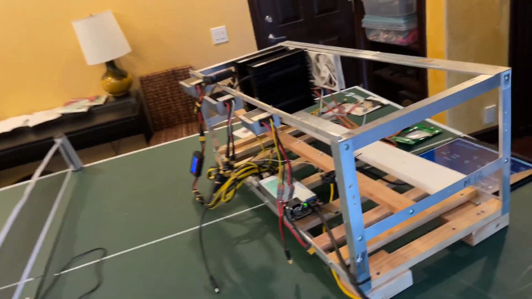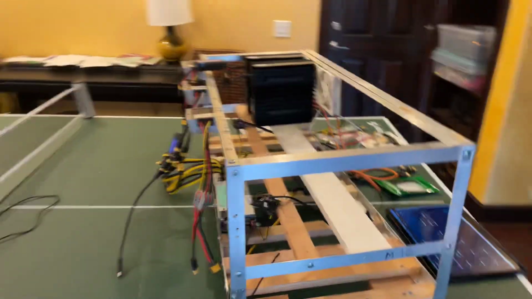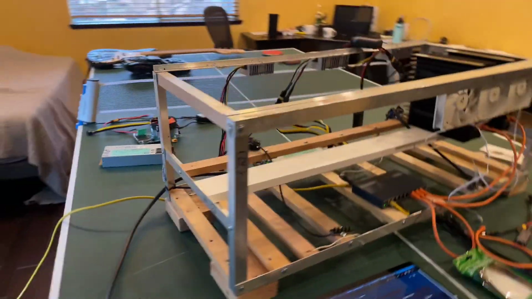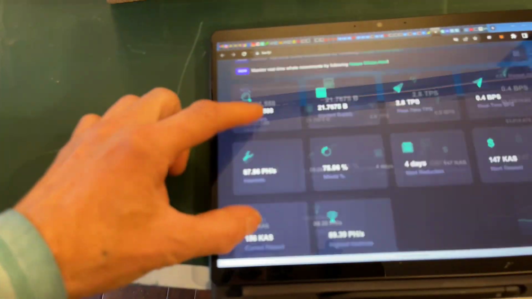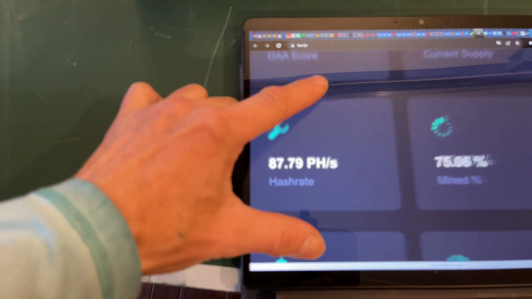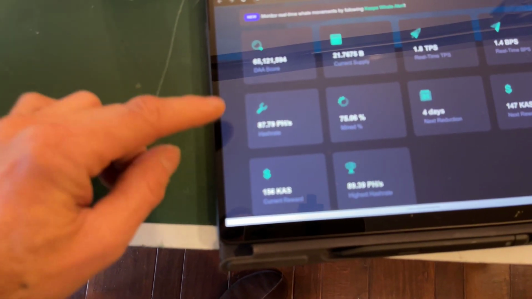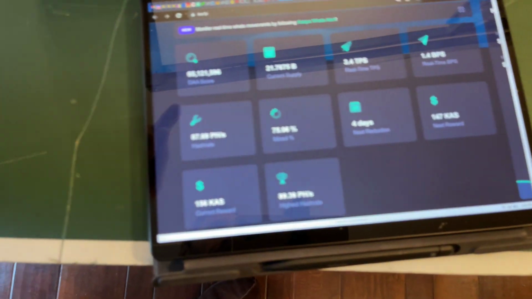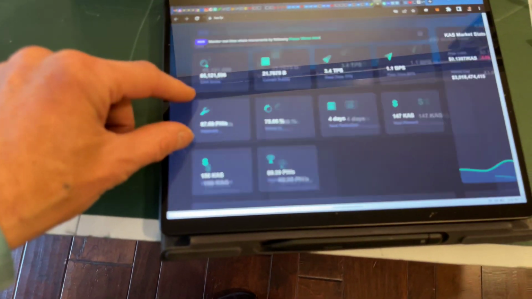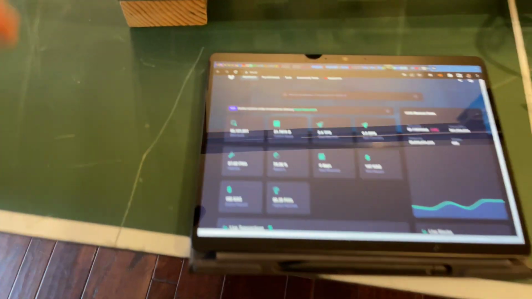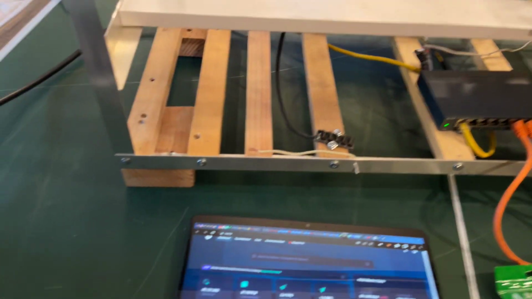So let's start with our Kaspa price and network hash rate for a second here. We are at 87 petahash. Oh my gosh, it's almost 88. It keeps on growing. It was just 80 yesterday or this morning. It just keeps on jumping. I guess new miners got delivered over the weekend and connected. So we'll get more next week.